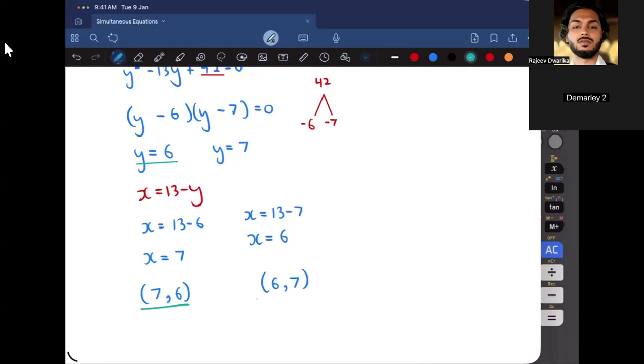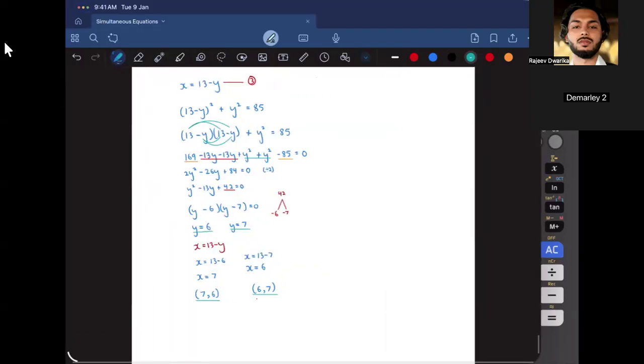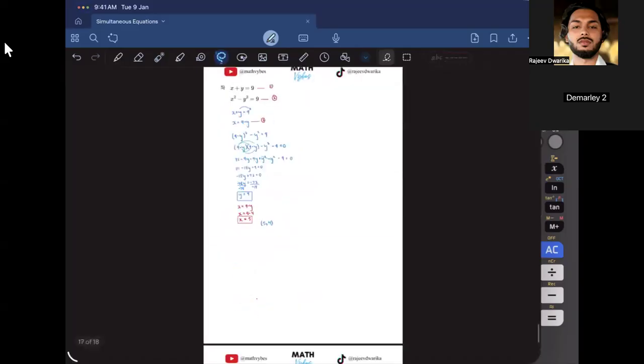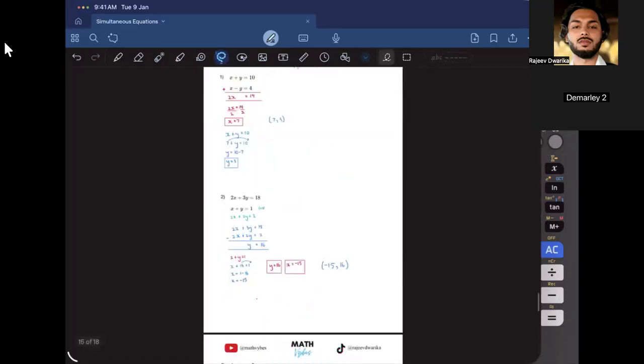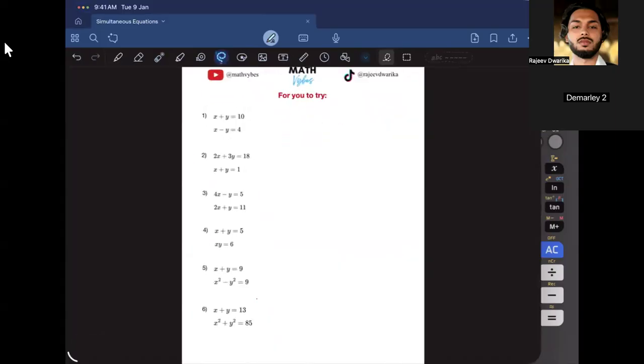So how are you feeling? Do you feel like you've covered the whole of simultaneous equations, even what you could do in hard maths? It doesn't get harder than this in hard maths. Yeah, I feel like I have it now. I just need to practice. Well, you could do these questions again, right? Yeah.